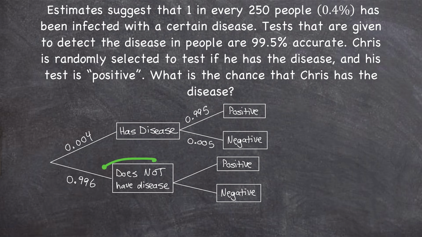And if they do not have the disease, a correct result would be a negative test result, and the test will be correct 99.5% of the time, and incorrect 0.5% of the time, so 0.005. If we follow the branches of the tree diagram, there's 4 different scenarios for what could happen if we have a randomly selected person from the population.